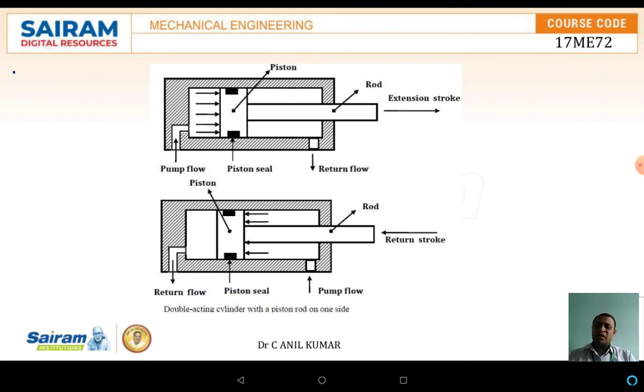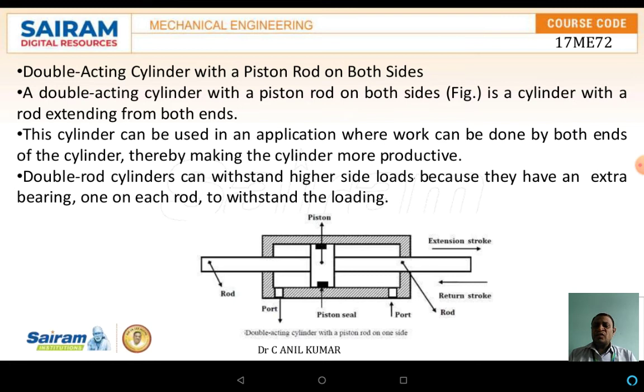In the return stroke, when the retraction is taking place, the pump flow is shifted to the rod end, and from that side the pressure is applied. Once the pressure is applied, the piston moves from right to left. The pump flow and the return flow interchange depending upon the type of movement of the piston.